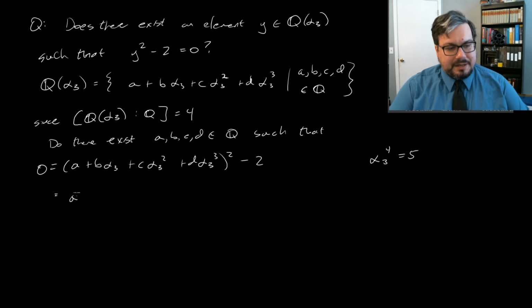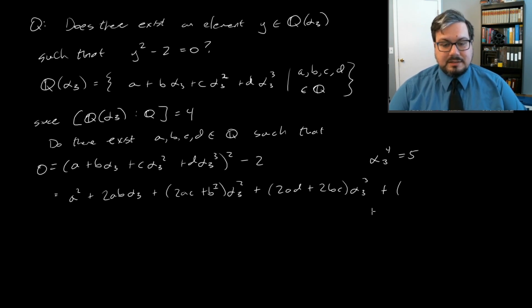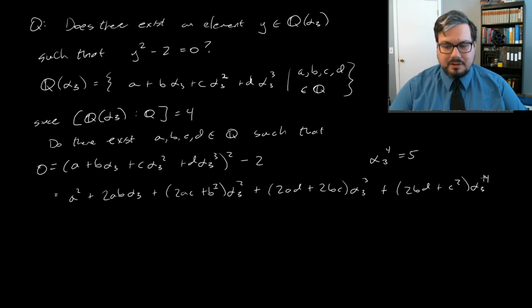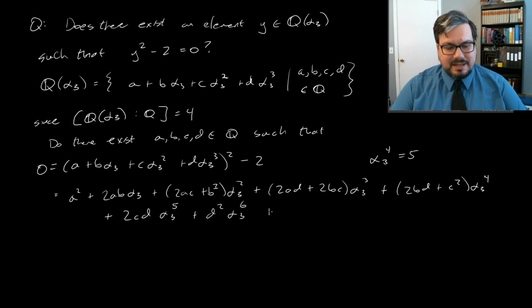If we expand all this out, we get a squared plus 2ab alpha 3 plus, and then we'll get (2ac plus b squared) alpha 3 squared, plus (2ad plus 2bc) alpha 3 cubed, plus (2bd plus c squared) alpha 3 to the fourth, plus 2cd alpha 3 to the fifth, plus d squared alpha 3 to the sixth, minus 2.